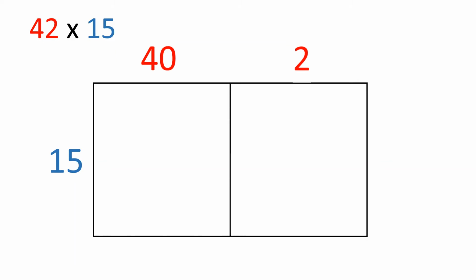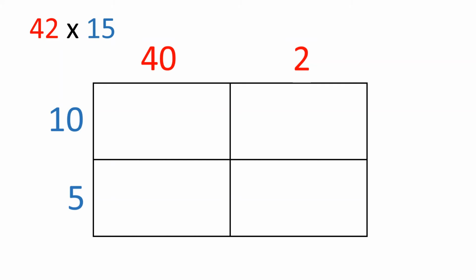15 is 1 ten and 5 ones, so that's 10 plus 5. I'll divide the rectangle this way into two parts, one for 10 and one for 5. Now it looks like a grid. To multiply, first I find the partial products. Partial means part, and the product is the answer to a multiplication problem. So the partial products are the parts we will add together to get the final answer.